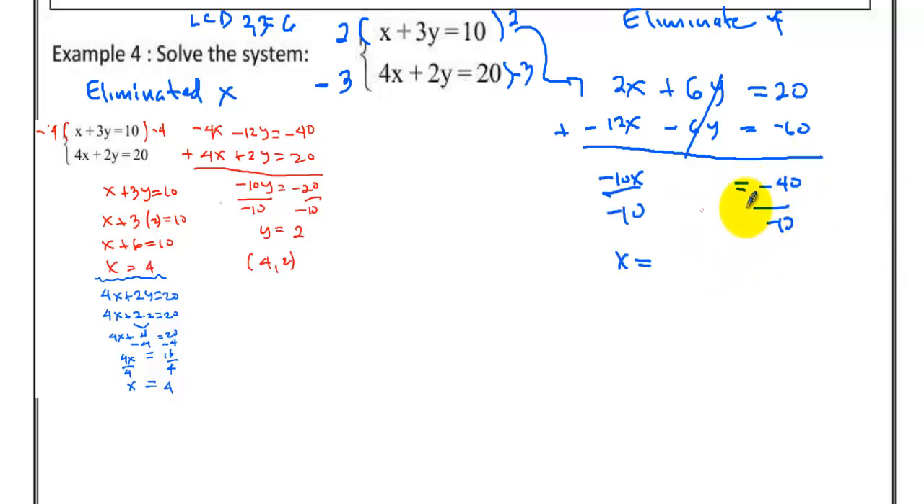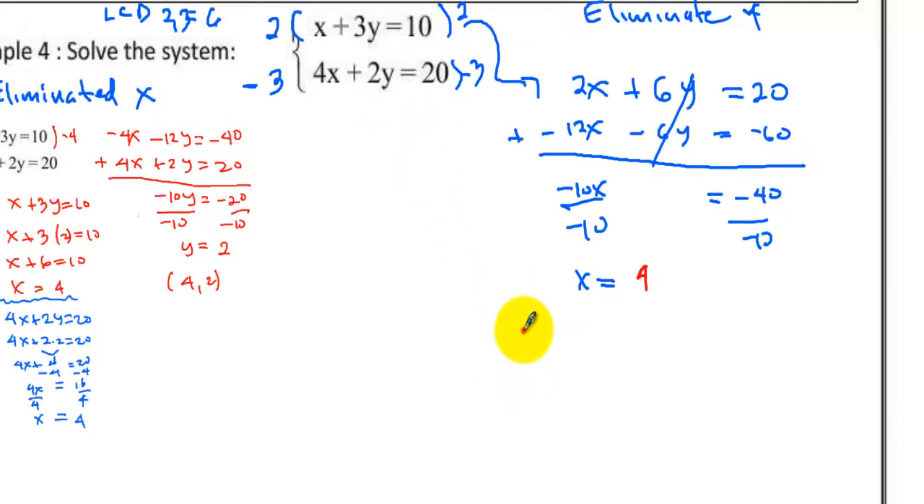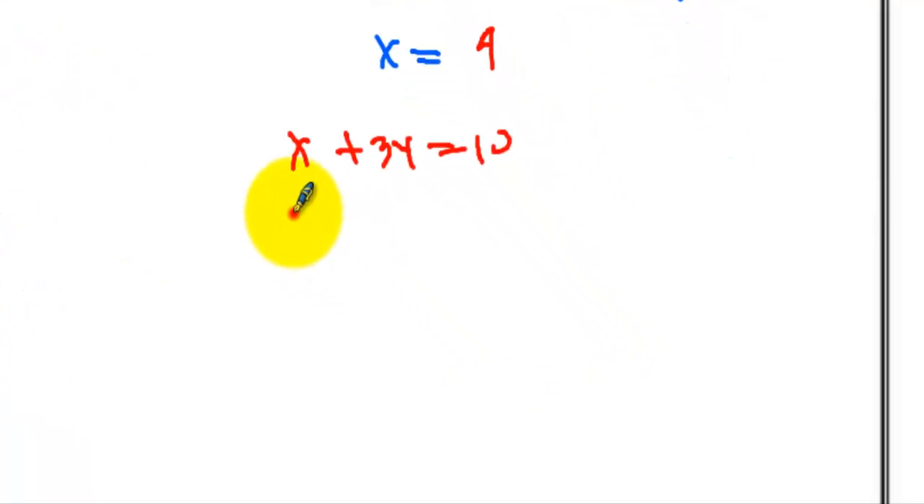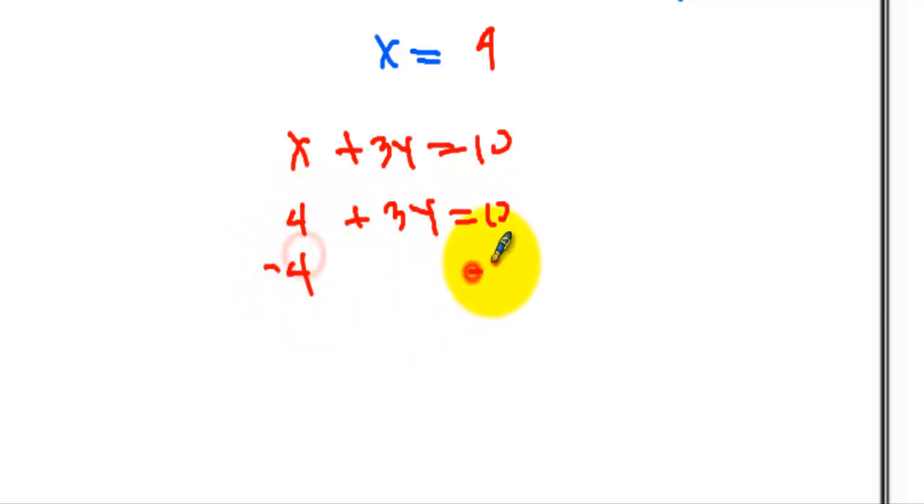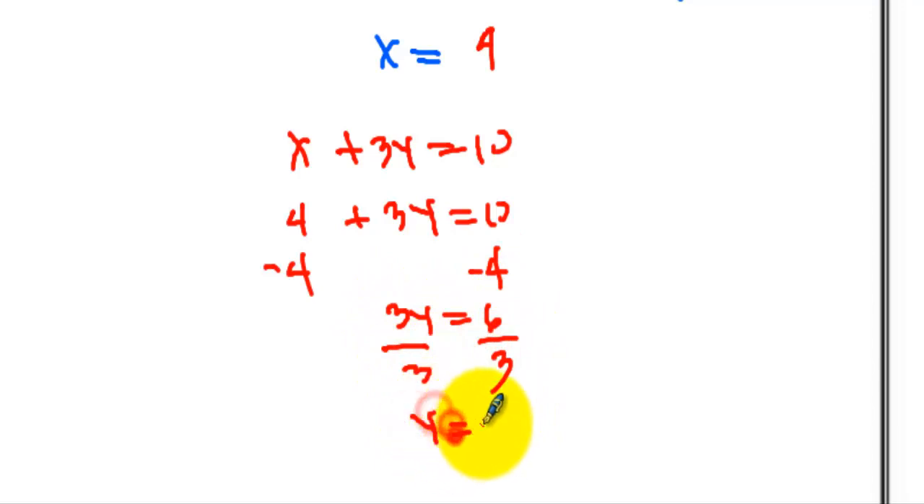Dividing both sides by negative 10, we are going to get positive 4. Okay, note that it's the same value for the x that we got earlier. So once we have a value for one of the variables, we can use either the first equation or the second equation. So let's use the first equation. x plus 3y equals 10. But our x is equal to 4. So x equals 4. 3y equals 10. Subtract 4 from both sides, we'll get 3y equals 6. Divide by 3, we'll get y equals 2.